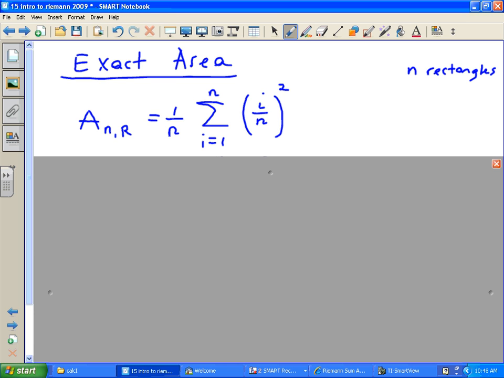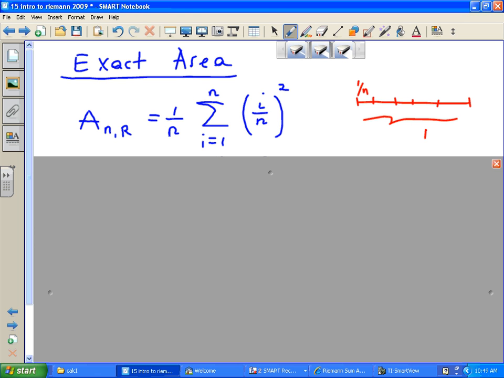So do you see what happened here? Instead of saying, if I had 10 rectangles, I would say 1/10, and I would have the summation of i/10 squared. But instead of 10, I'm taking n rectangles right now. So what is the base of each of my rectangles? If this whole interval is 1 unit, and you want to have n rectangles, each one is going to be of base 1 over n. And the endpoints are going to be 0, 1 over n, 2 over n, all the way to n over n.